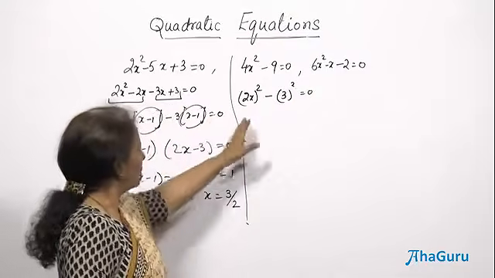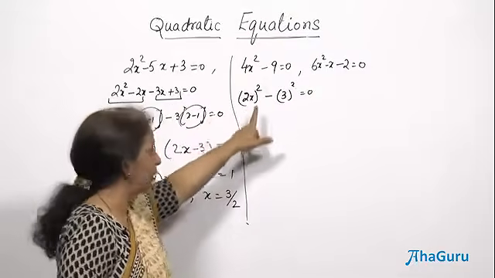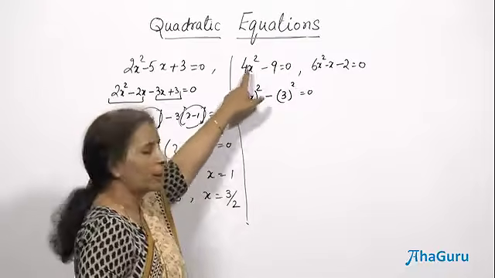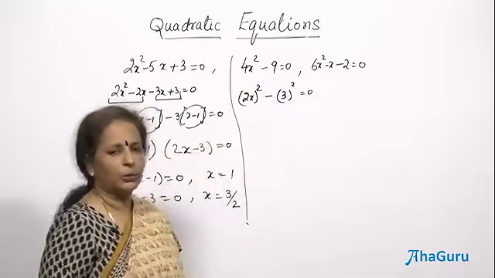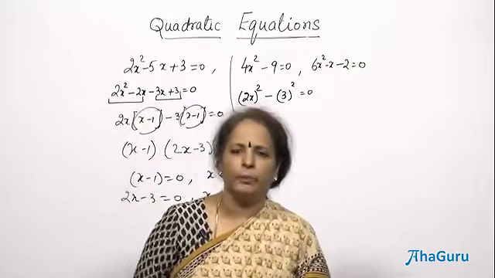Correct? So, how does it? 4x square is 2x whole square. Please understand that 2 square is 4, x square is x square. So, that is how you have to write. 2x whole square minus 3 square. So, this looks something like a square minus b square.